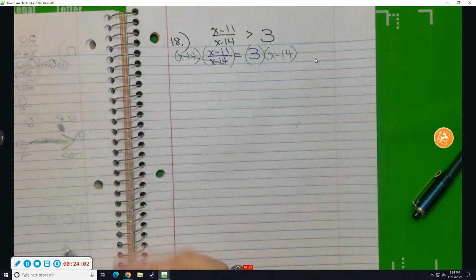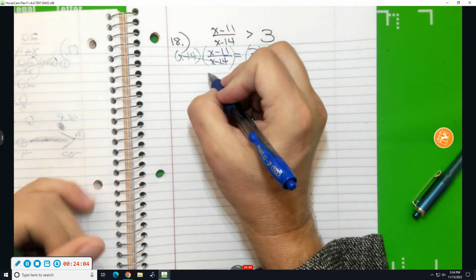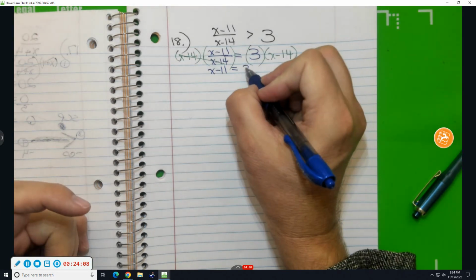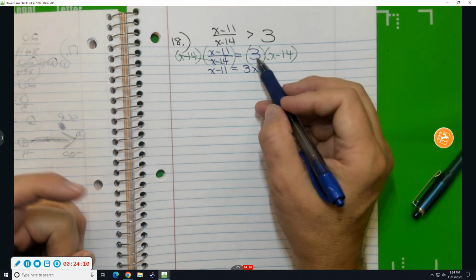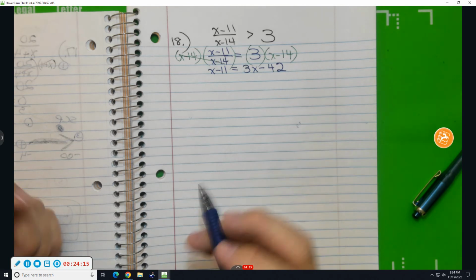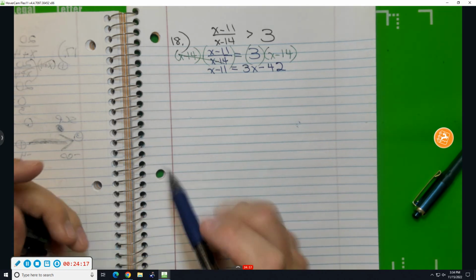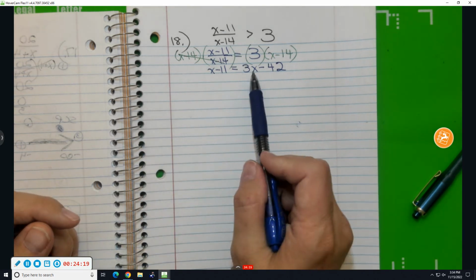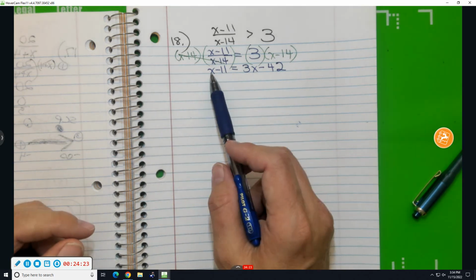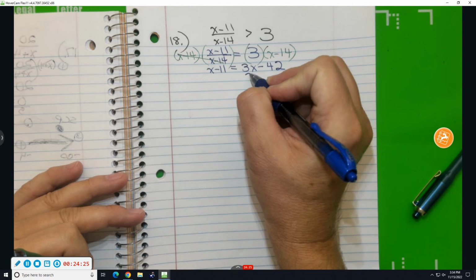The x minus 14's cancel, leaving me x minus 11 is equal to 3x minus 3 times 14 is 42. We're trying to solve for x, so I'd move that x over to the right, try to minimize my negatives. 3x minus 1x gives me 2x.